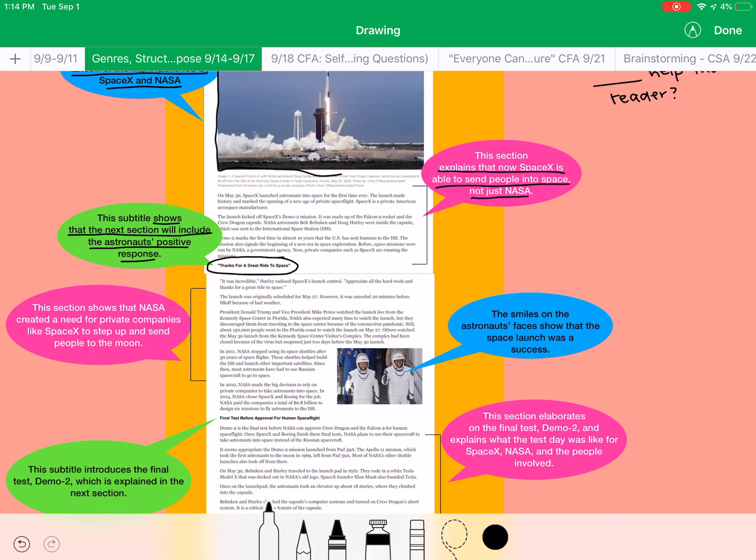I go on and I think about what this section was about. I know that it was about the process between SpaceX and NASA, and I know that from my reading yesterday. We know it was about their partnership. So I think, how does this help the reader? Well, it shows that NASA created a need for private companies like SpaceX to step up and send people to the moon.